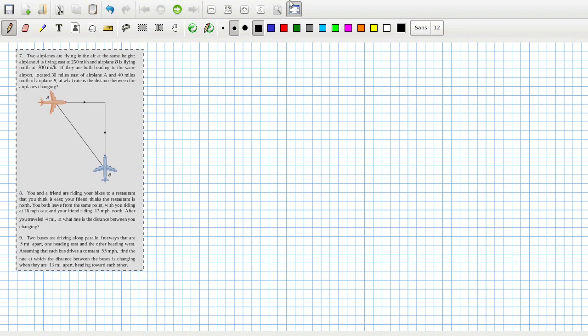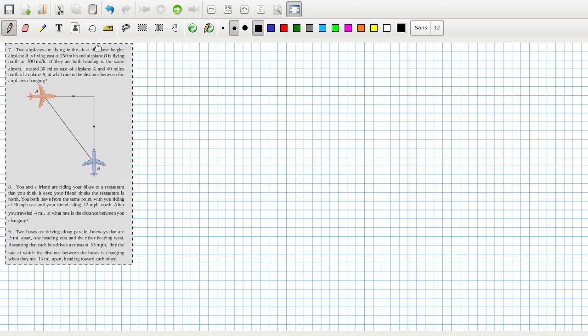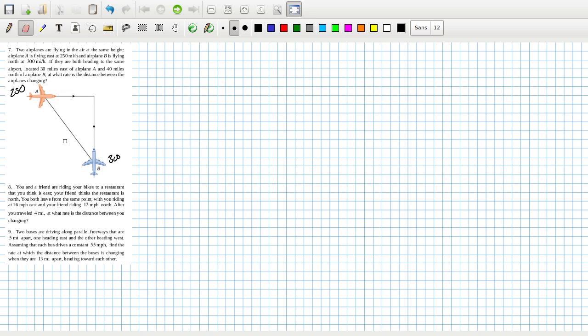Okay, two airplanes are flying in the air at the same height. Airplane A is flying east at 250 miles an hour and B is flying north at 300. If they're both heading to the same airport, located 30 miles east and 40 miles north, at what rate is the distance between the airplanes changing?